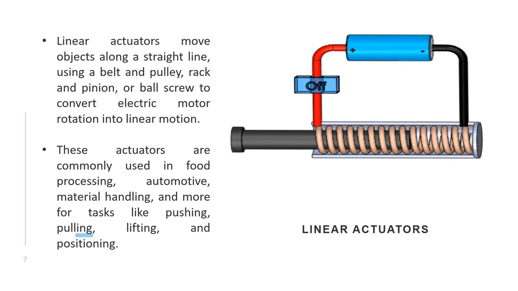These actuators are commonly used in food processing, automotive, material handling, and more for tasks like pushing, pulling, lifting, and positioning. So this is how linear actuation looks.